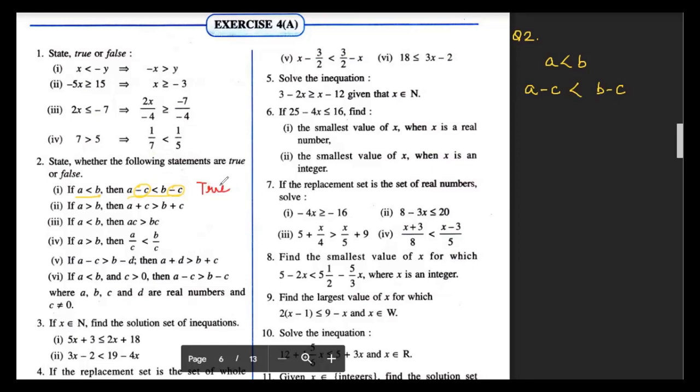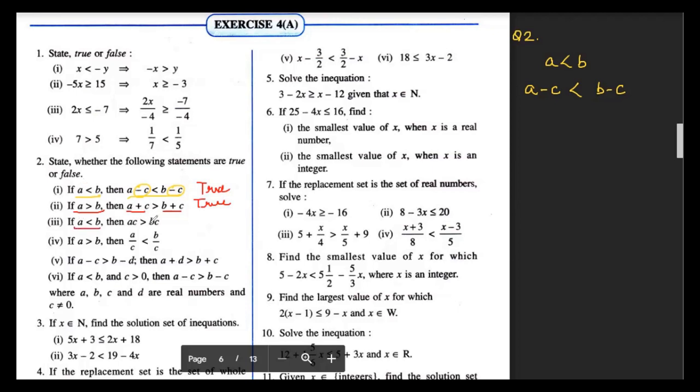And that's absolutely correct because the same is written over here. So this is true. Here, if you see A greater than B, and here you see A plus C greater than B plus C. That means we have added C on both sides. So obviously there will be no change in the inequality sign. It will still remain same. So this is also absolutely true.